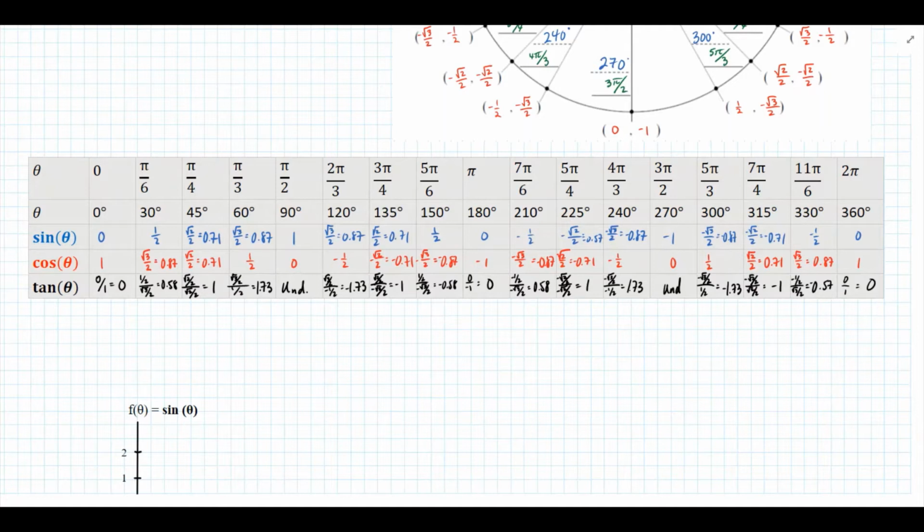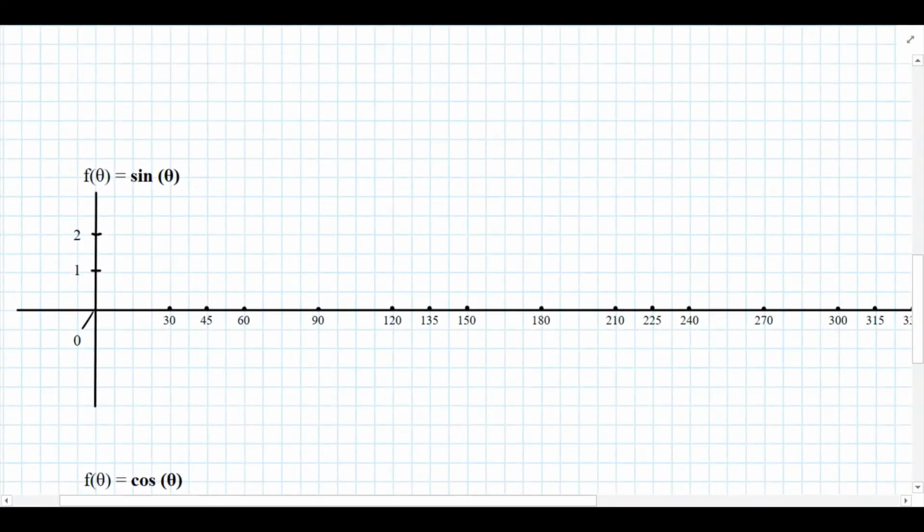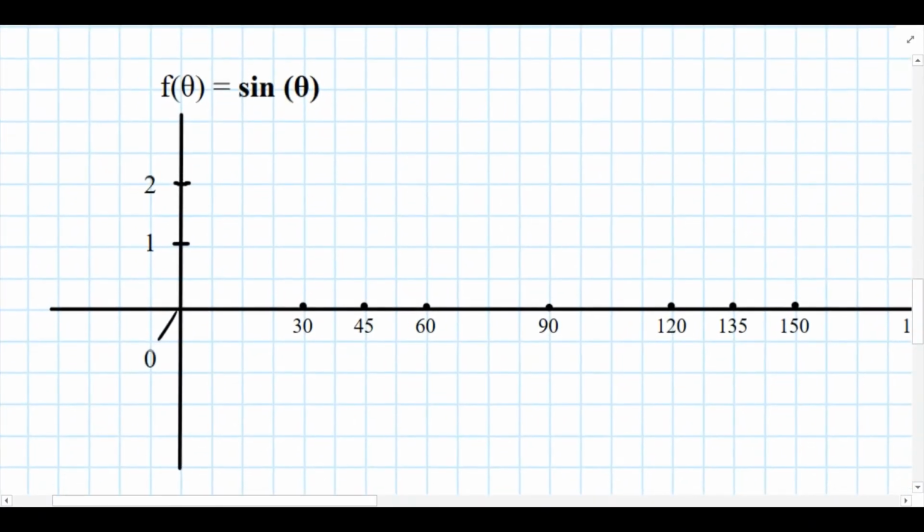Hopefully you noticed patterns start to develop while completing the table. Also, you should have noticed that a few of the tangent values were fractions that contained a 0 in the denominator, which leads to an undefined result. You'll see how that affects the graph in just a moment. By starting with the sine function, we will see the cyclical pattern create a distinct shape.